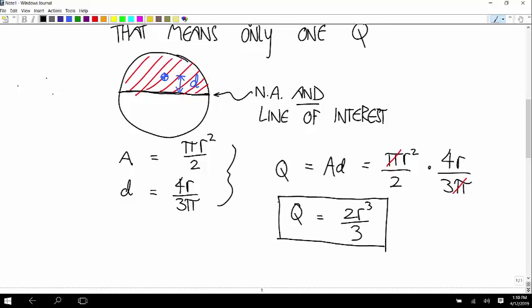Since the only centroids we need for this are rectangles, probably, and then semicircles, I'll probably just give you the formula for Q.